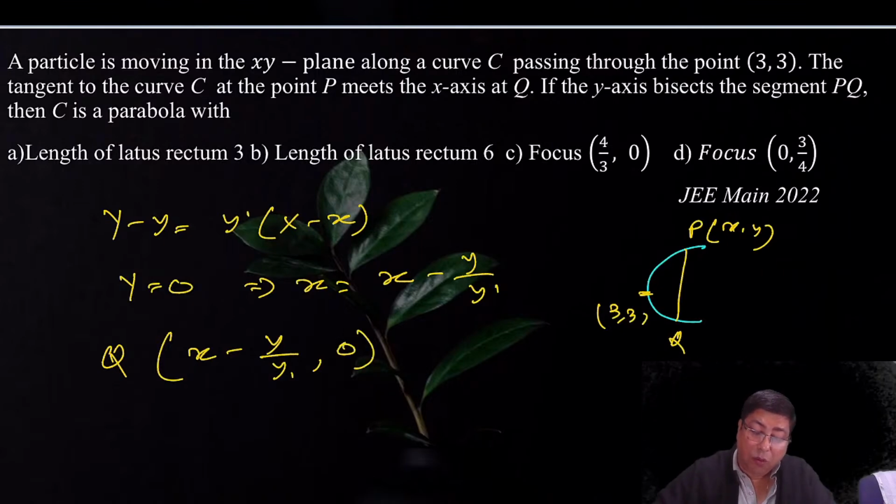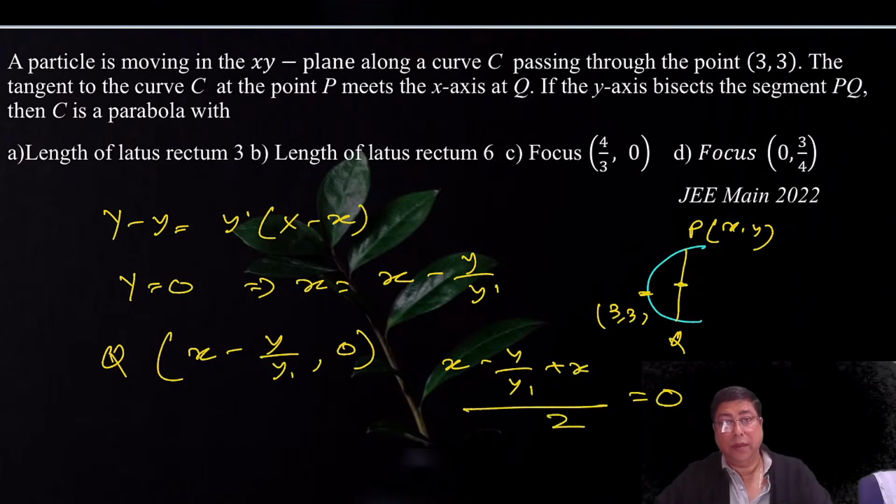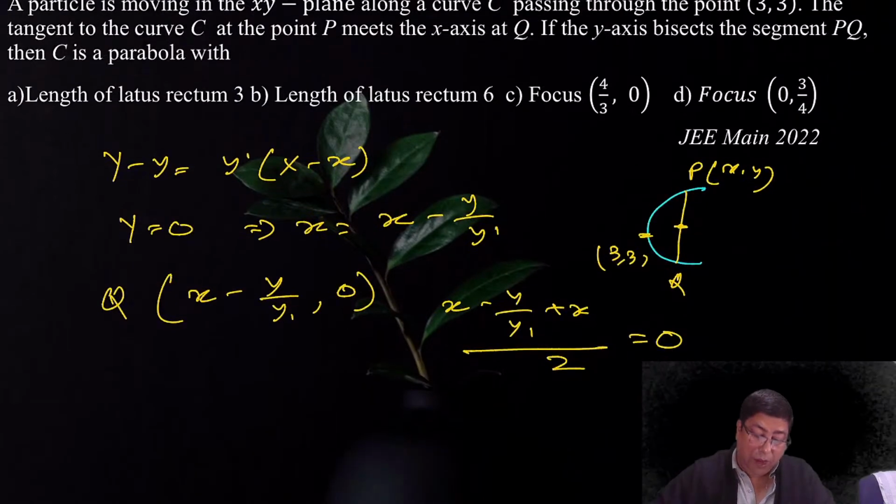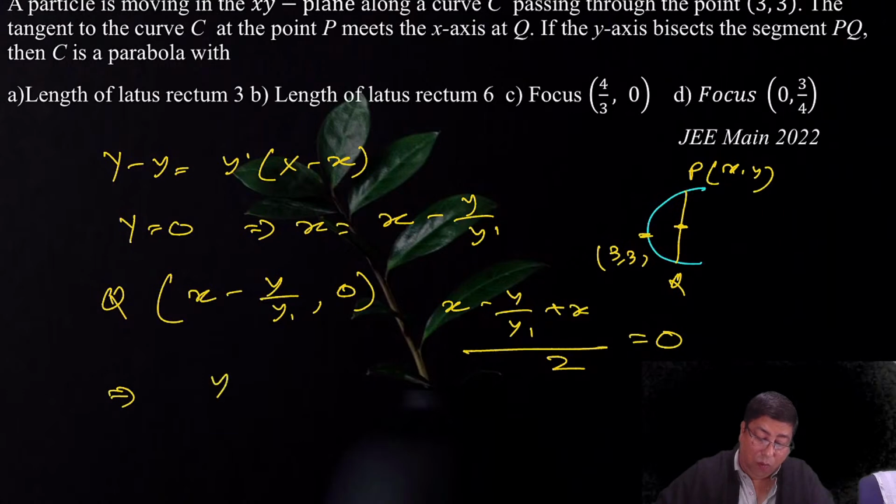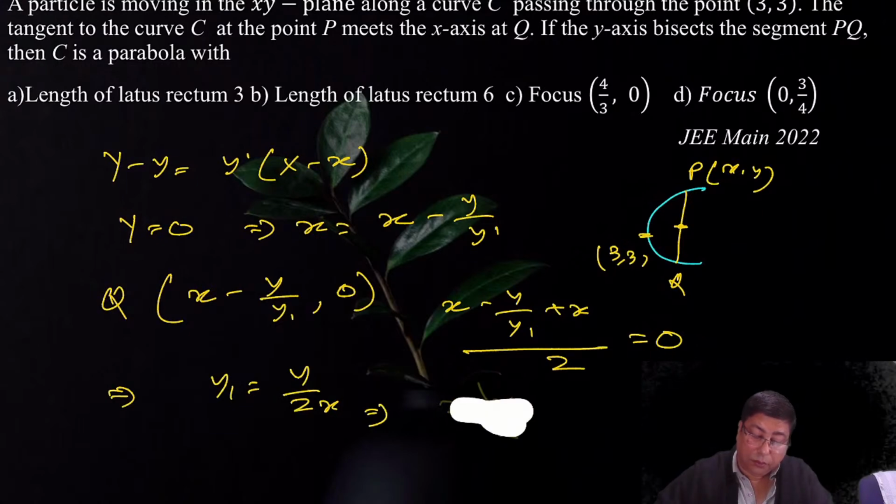So the middle point of PQ lies on the y-axis according to the question. So let us get the middle point. So x minus y by y1 plus x, by 2, equal to 0, because on the y-axis the x coordinate is 0. So just apply here. We get y1, which means dy/dx, equal to y by 2x. Here it is coming to be 2 dy by y equal to dx by x.